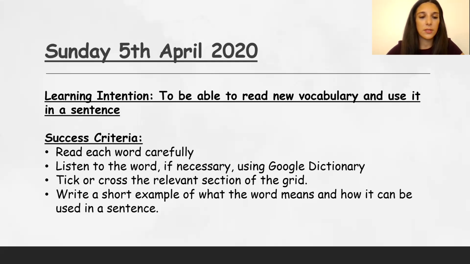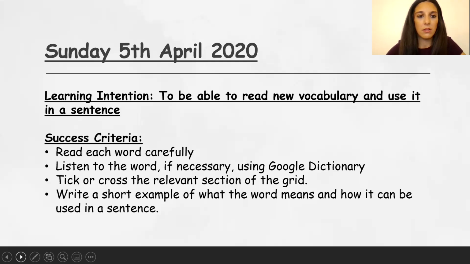So to be able to do this successfully, our criteria is to read each word carefully, listen to the word if necessary using Google Dictionary, and I'm going to show you how to do this. Tick across the relevant section of the grid, write a short example of what the word means and how it can be used in a sentence. And even if we've not heard of the word before, we're going to have a go at doing this.